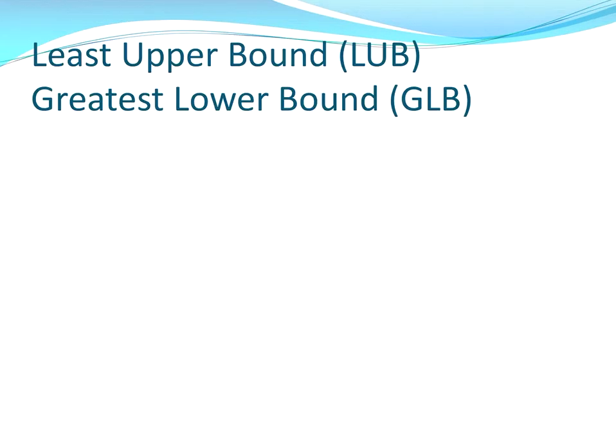This is Rosen, Discrete Mathematics and its Applications. We're in section 9.6 on partially ordered sets. We're going to capture a few more definitions and concepts. Here we're going to talk about the least upper bound and the greatest lower bound for a partially ordered set.